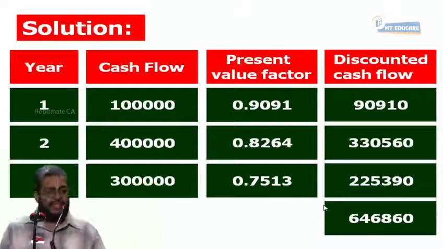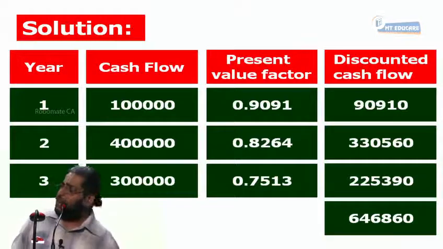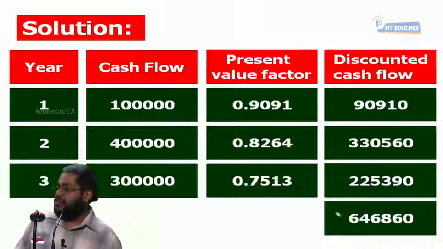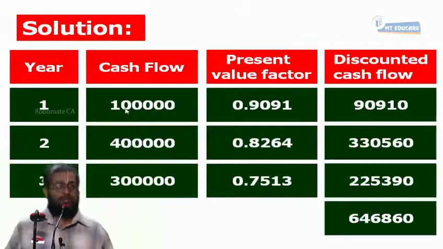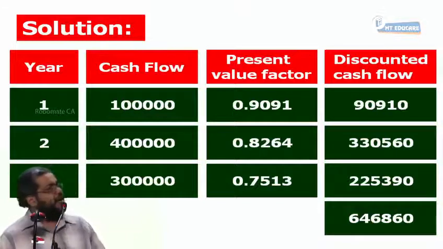To put it simply, getting 1 lakh, 4 lakh, 3 lakhs at the end of the first year, second year, third year is not equal to receiving 8 lakhs today. It is equal to receiving just 6,46,860 today. What this can mature to at the end of the third year, these three also can mature to at the end of the third year with the same amount. Here is the meaning of this. Everybody, are you following or not?